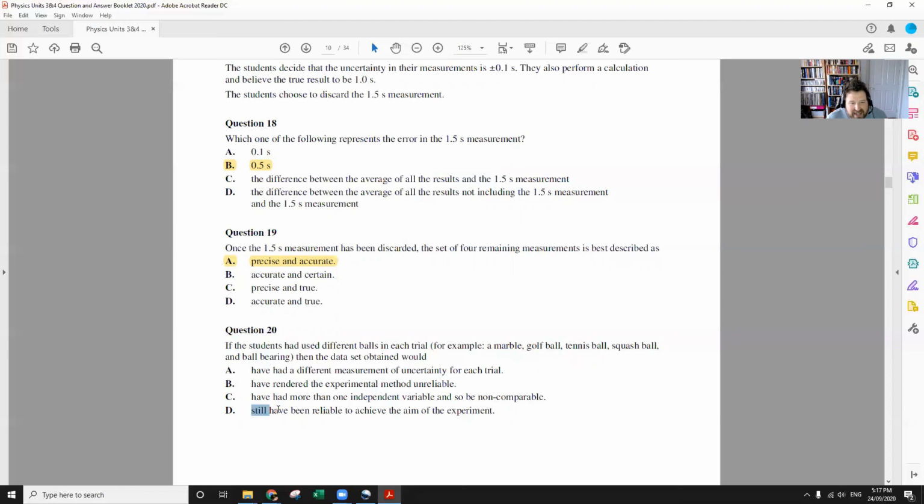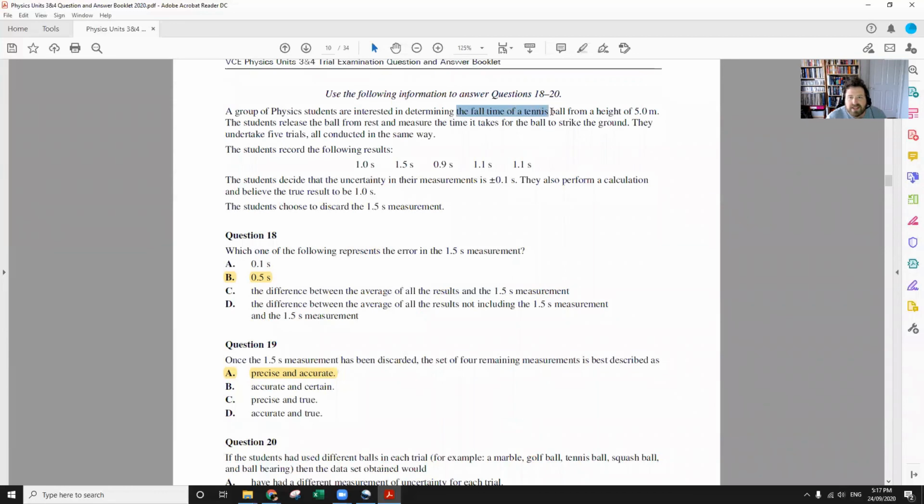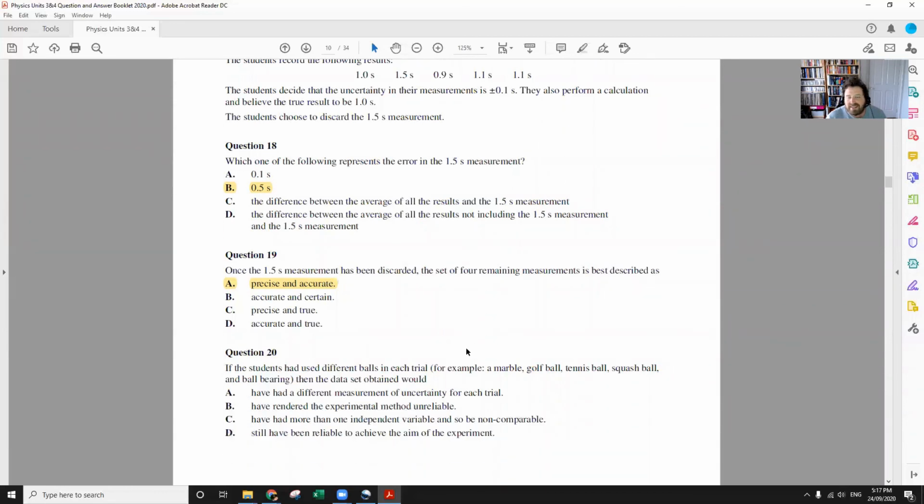And then D, the data set would still have been reliable to achieve the aim of the experiment. Well, the aim of the experiment is to determine the falling time of a tennis ball. Well, I mean, clearly using balls other than tennis balls is not a reliable way to achieve that. So I wouldn't quibble with anyone who wanted to say B here, because it does make it a little bit unreliable in the sense that we only have one measurement of the actual thing we're trying to measure. But probably C is the more correct one here. But I'd be happy to hear arguments for B and C.